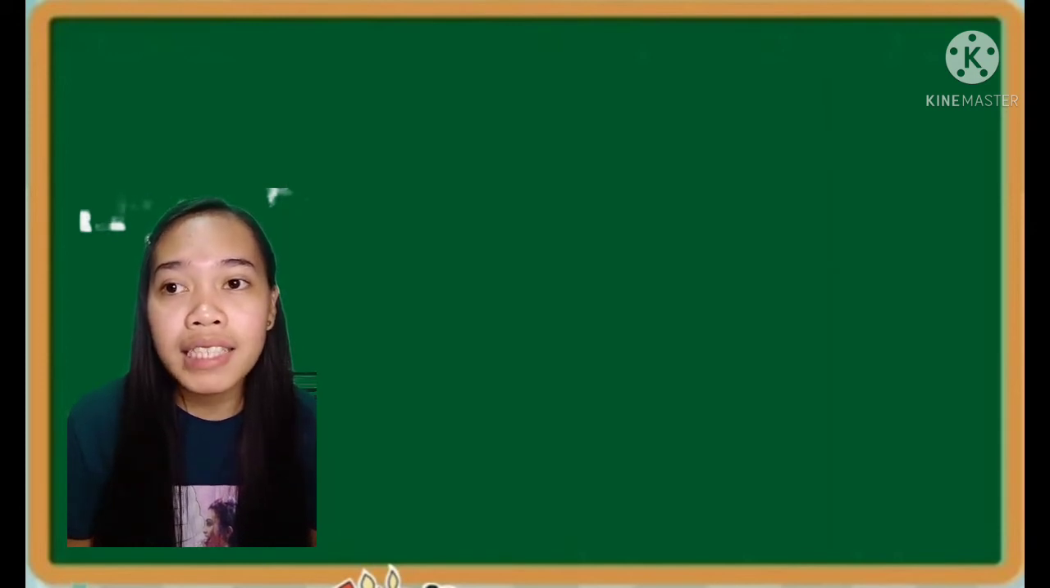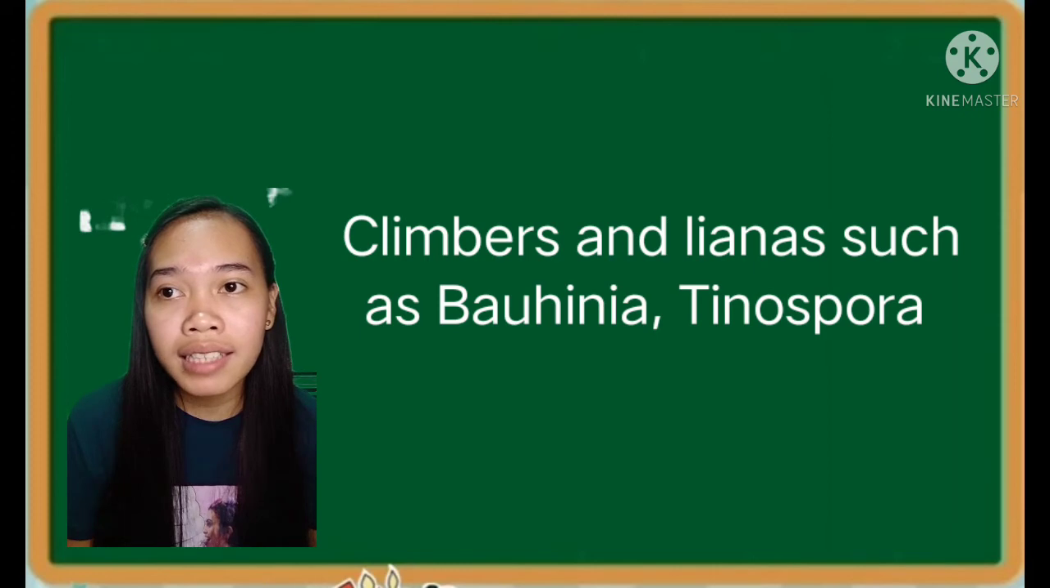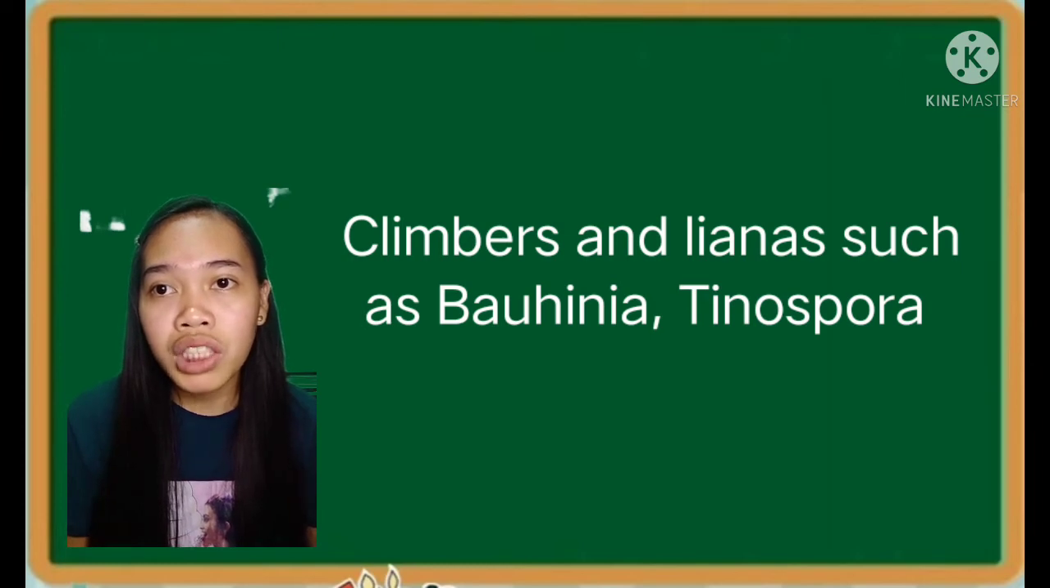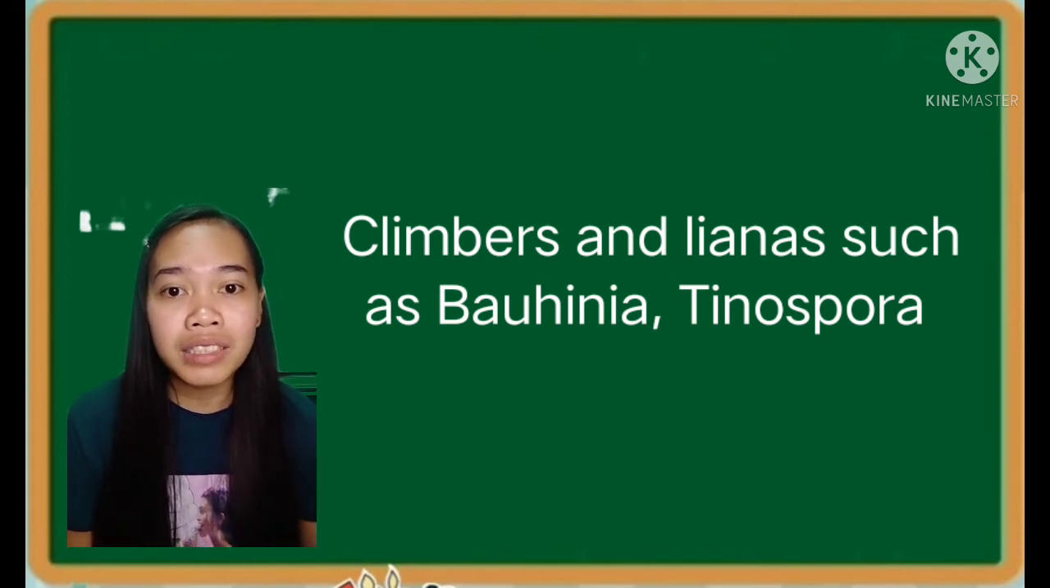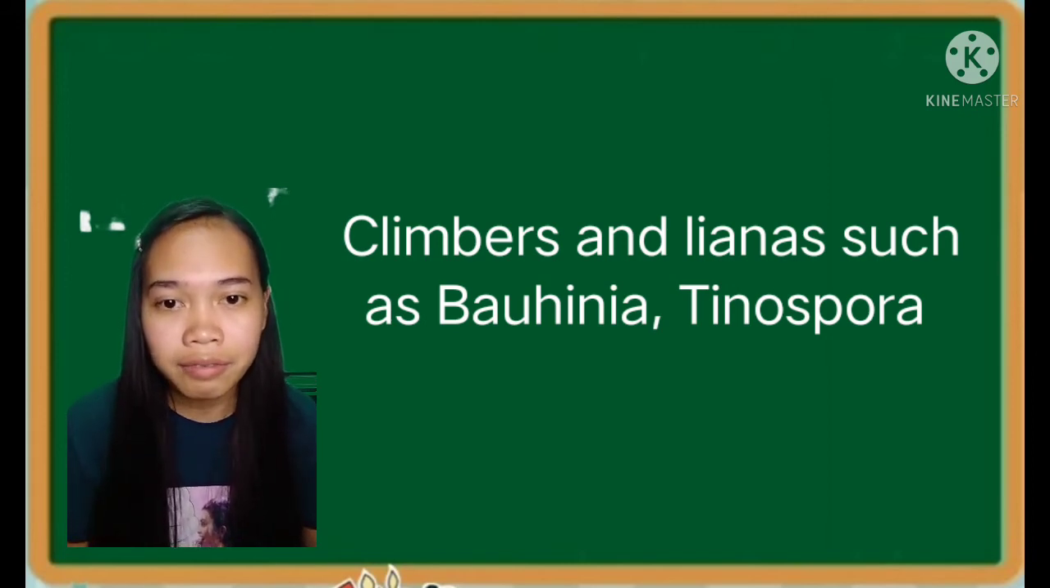An example of commensalism is climbers and lianas such as Bauhinia, Tinospora, etc., which are rooted in the soil but climb over large trees. These climbers use other trees as support to get enough sunlight. More than that, the supporting plants do not have any positive or negative effect.